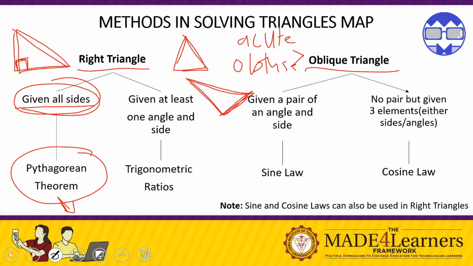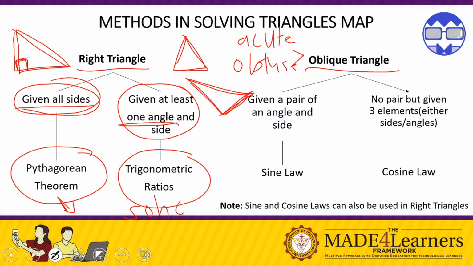Then the other scenario is given at least one angle and a side. Take note, there is already an angle, the presence of an angle. So for sure, you're going to use trigonometric ratio. Trigonometric ratio, it's the SOHCAHTOA, if you can remember that one, SOHCAHTOA.